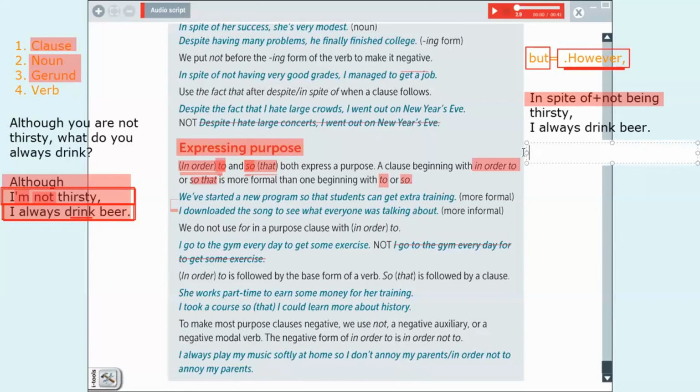Okay. We've started a new program so that students can get extra training. And the other is: I downloaded the song to see what everyone was talking about.